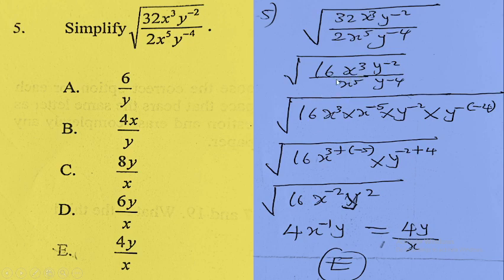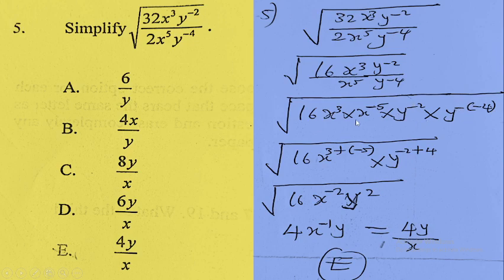Then we can see that this is 16 s raised to power 3, then times 1 over s raised to power 5. Then what is 1 over s raised to power 5? You can write it using the indices format. We can write it as s raised to power minus 5. Also times y raised to power minus 2 times 1 over y raised to power minus 4. And also we can write that as y raised to power minus open bracket minus 4, because of 1 over y raised to power that.